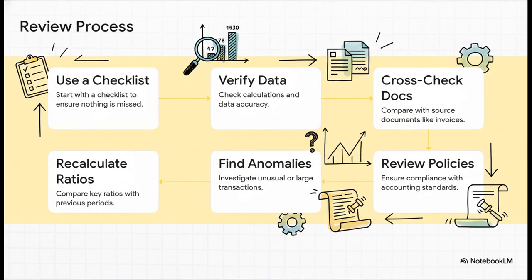To catch these issues, the Learning Guide outlines a systematic review process. As you can see here, it starts with a comprehensive checklist, then moves to verifying data accuracy against original source documents, reviewing the consistent application of accounting policies, and investigating any transactions that just look unusual or out of place.